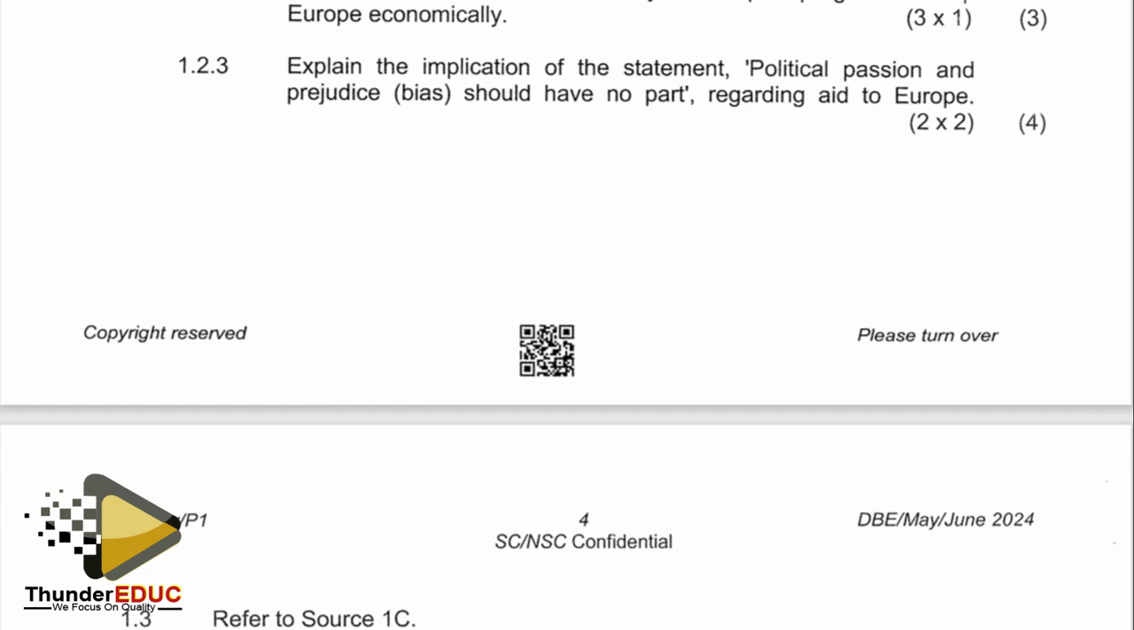Right. What that statement means, from the historical perspective, it means aid was supposed to be directed to wherever it was needed.